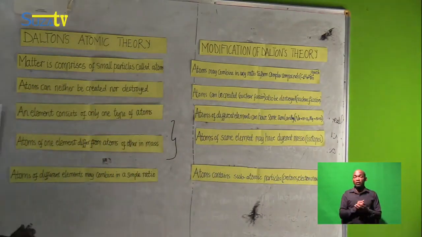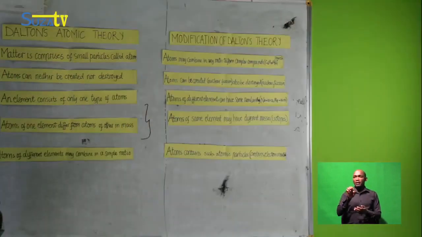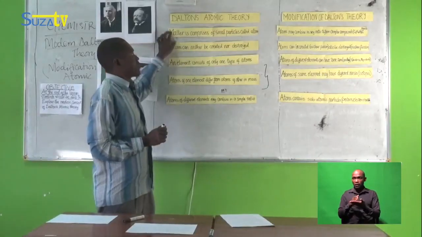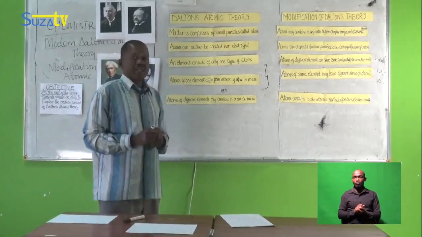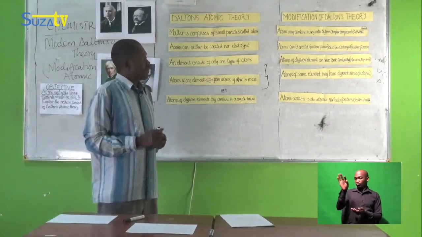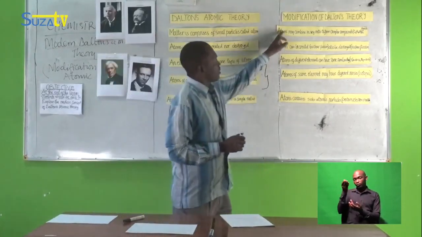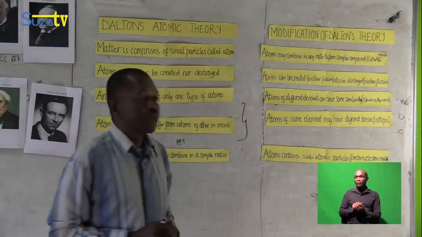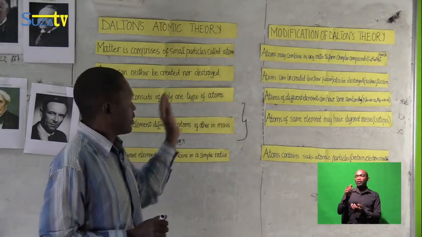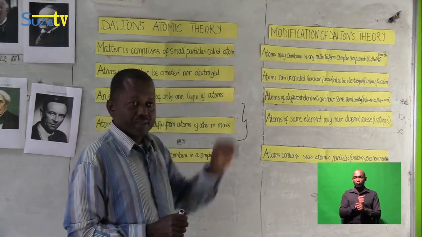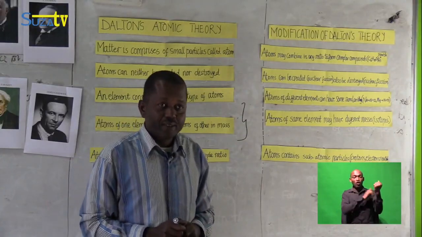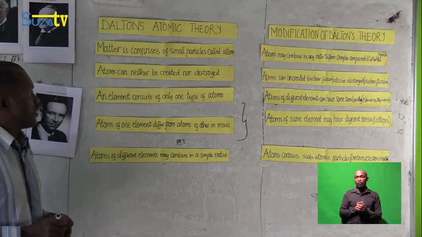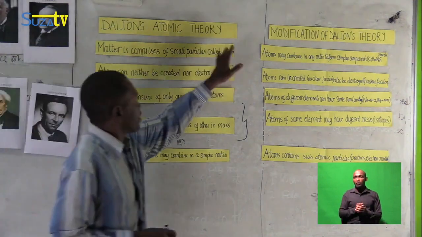Matter comprises of small particles called atom. Now, we have atom may combine in any ratio to form complex compound. So, does this resemble that one? Is it? No. Atom can neither be created nor destroyed. Let's finish with that first one.